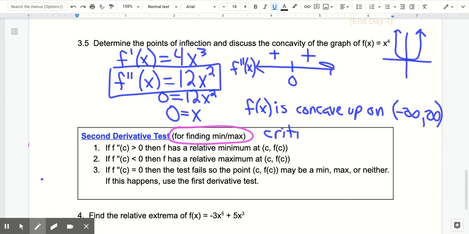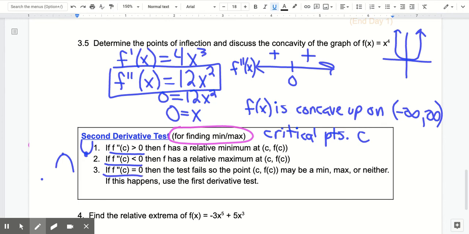Let me write that down. We're going to plug the critical points into the second derivative. If the second derivative is positive, that means it is concave up there. So that point C would be a relative minimum. If the second derivative is negative, that means it's concave down there, and that critical point is going to be a relative maximum.